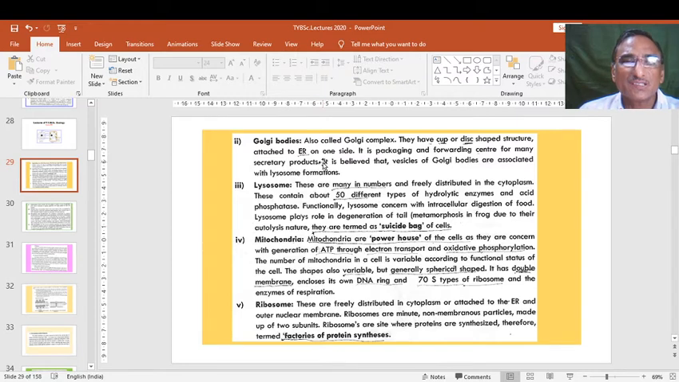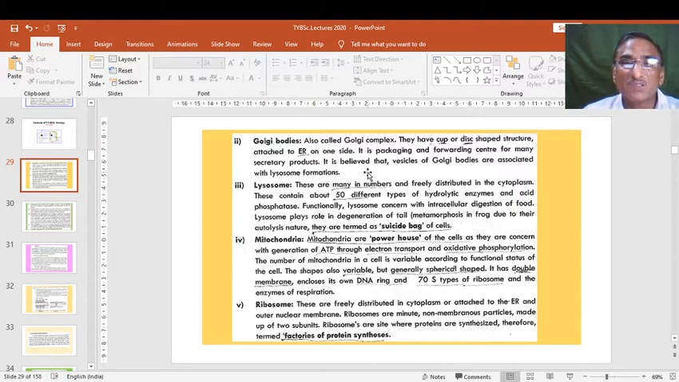So Golgi bodies are also called Golgi complex because these are many in number, and as they were identified by the scientist Golgi, the name Golgi complex is given. They have cup or disc shaped structures attached to the endoplasmic reticulum on one side. It is a packaging and forwarding center for many secretory products, or we can say the secretory materials are being produced here in the endoplasmic reticulum, which later on form the Golgi bodies.